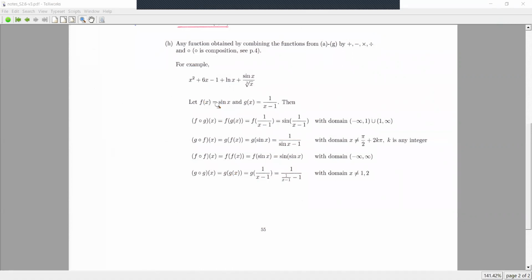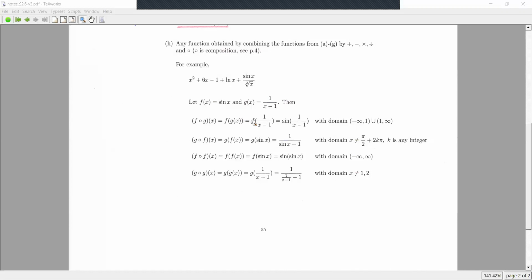Let function f be psi, function g be 1 over x minus 1. Then f circle g is a new function. How to get this new function? Plug in g in the x here. Namely, this new function is f of g of x. Because g of x is 1 over x minus 1, so we have this equation.